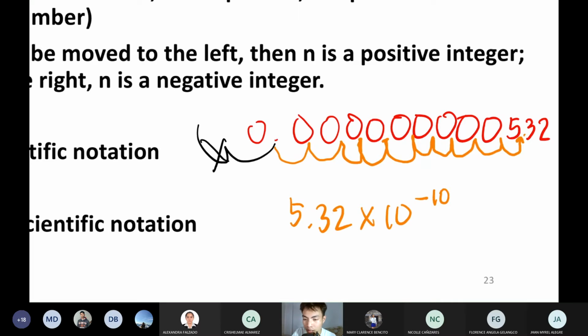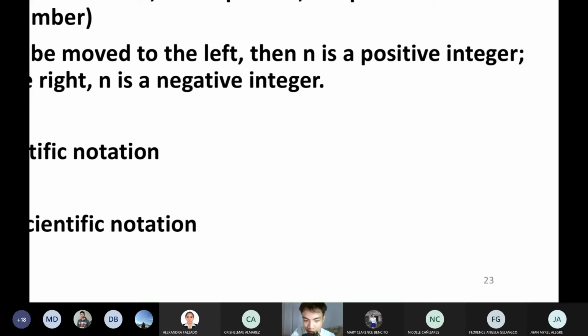Okay. Let's have next one. Last one na. Ba't puro 5.31 yung ginagamit ko? Ayan. Express nyo yan in scientific notation.